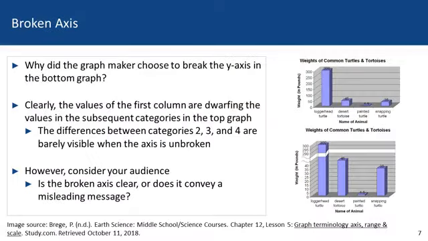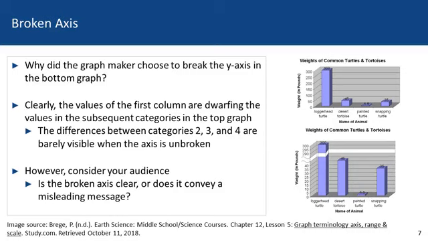Another interesting component that is often used in graphs is the broken axis. Take a look at the two graphs depicted here. They depict the same data, but the top figure does not use a broken axis, while the bottom one does. Why did the graph maker choose to break the y-axis in the bottom graph? Clearly, the values of the first column are dwarfing the values in the subsequent categories in the top graph. As you can see, once you see the values for the first area, the loggerhead turtle, you can barely discern any differences in the subsequent 3 bars of the desert tortoise, the painted turtle, and the snapping turtle.